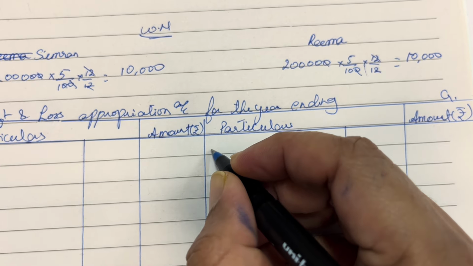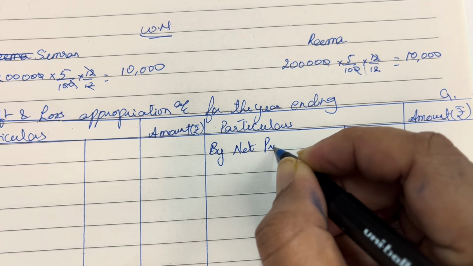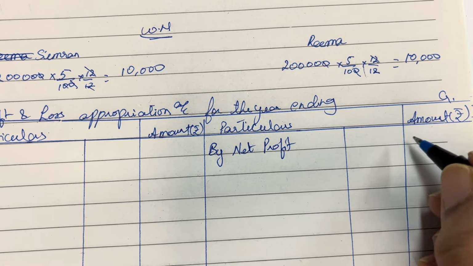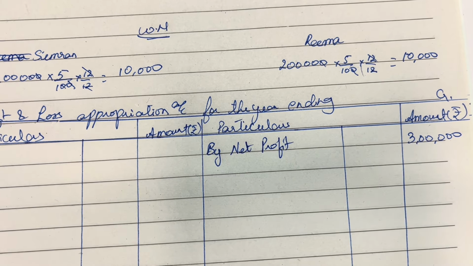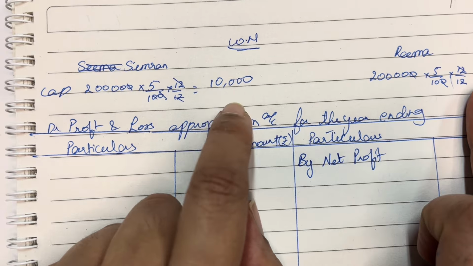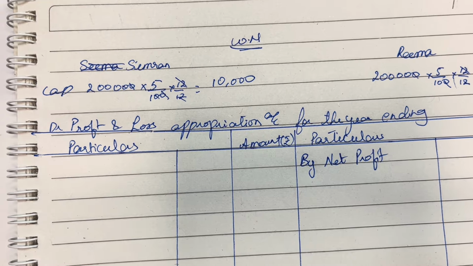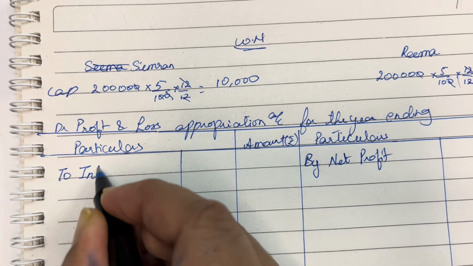Okay, our first thing is we'll first pass the entry for net profit. By net profit, it's already given in the sum that our net profit is rupees 3 lakhs. Now we'll come to the debit side. We've already done the working notes. We know how much is our interest on capital. So our next entry would be to interest on capital.